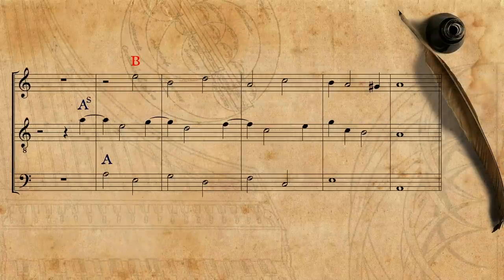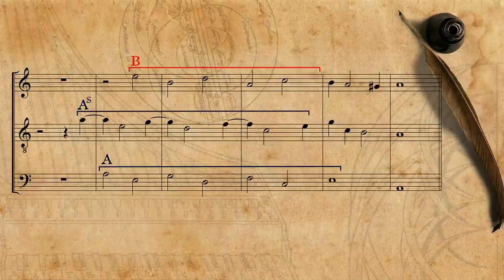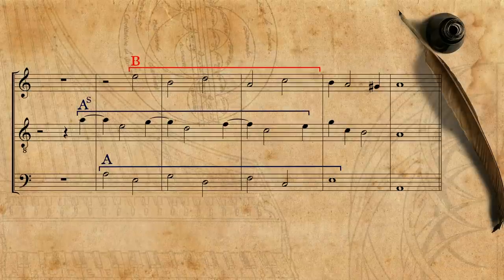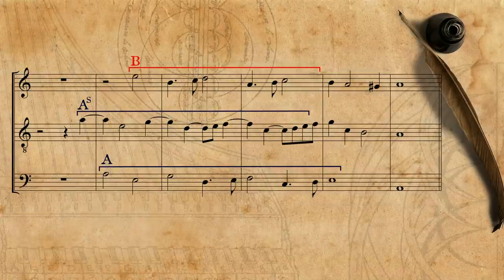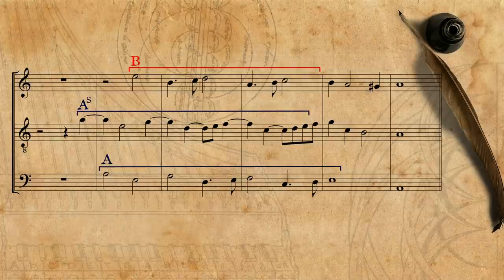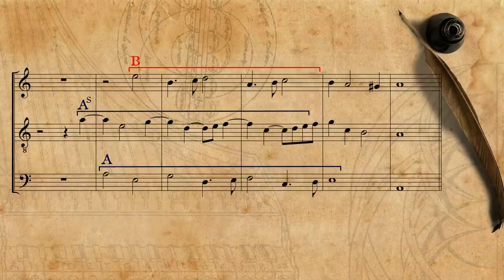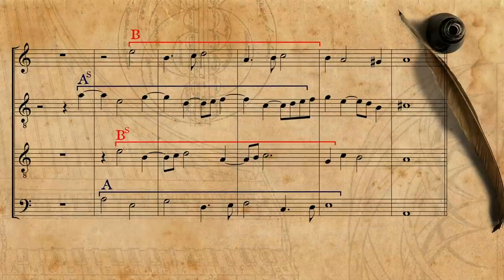Here, for example, we have A and B, and the syncopated A an octave above. We will call it AS. And let's add a bit of ornamentation to it. Quite nice. It can be even nicer if we add in also the syncopated B.